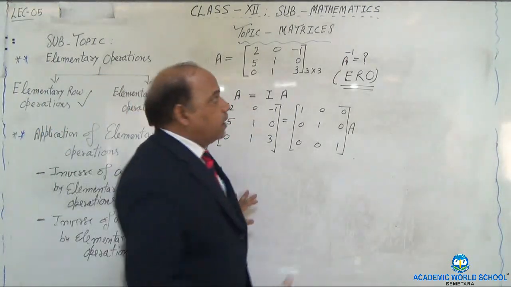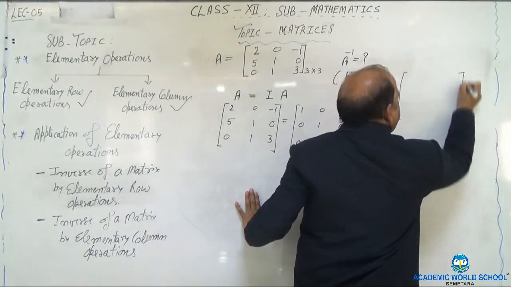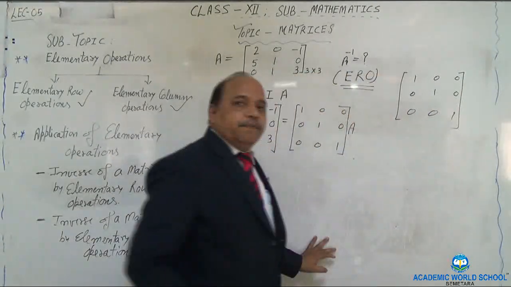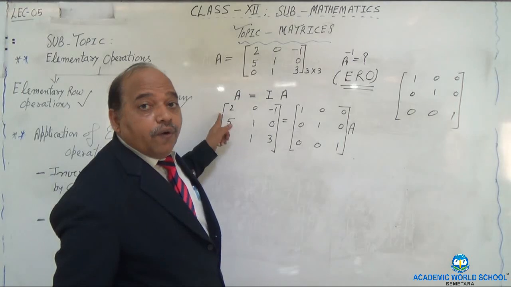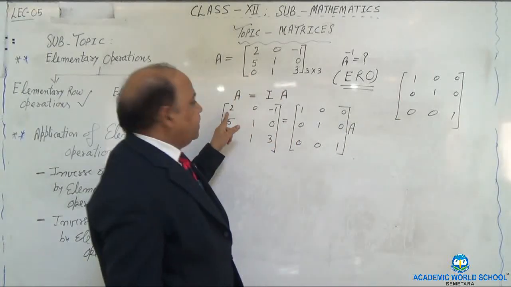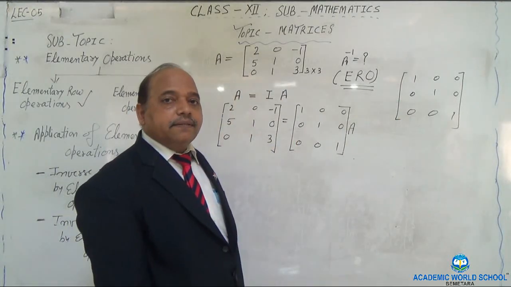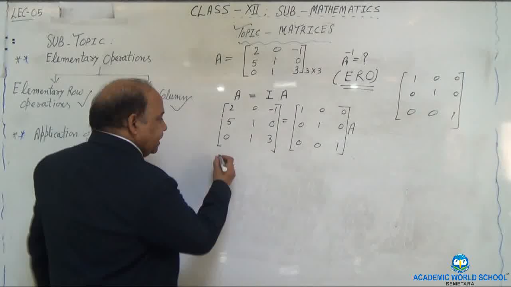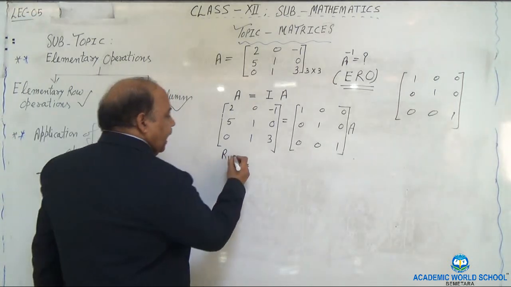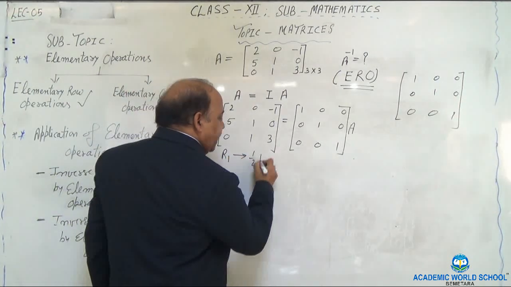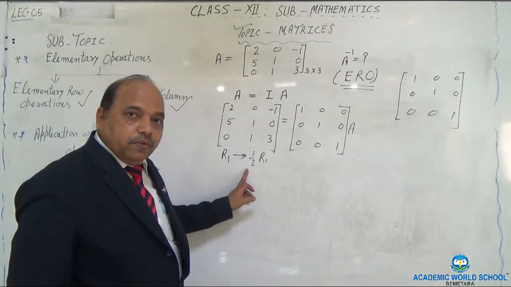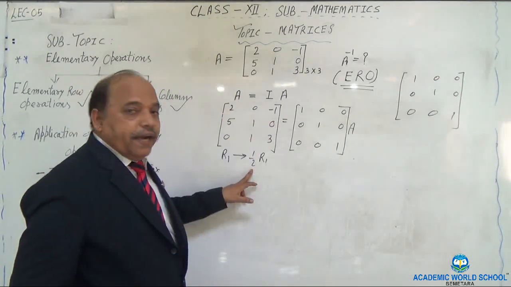Identity matrix means what? It means I need to write in this form 1 0 0, 0 1 0, 0 0 1. What does it mean? It means I have to bring 1 over here. So first I need to bring 1. How can I bring it? Very simply, divide by 2. What does it mean? I am making a change in the first row. R1, I am dividing the elements of the first row by 2. Clear? All elements of this I am dividing by 2.